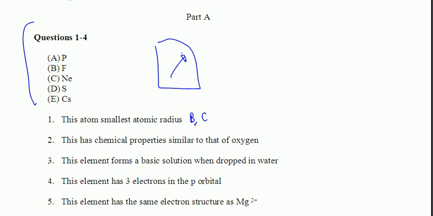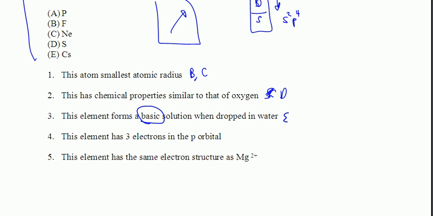Chemical properties similar to that of oxygen. We know that oxygen and sulfur are on the same column. They both end in s2p4. They have the same chemical properties. That's going to be S. Okay, so the answer to that is D. The element that forms a basic solution when dropped in water, immediately you should think about alkali metals. Cesium is the only alkali metal present, so that's E.